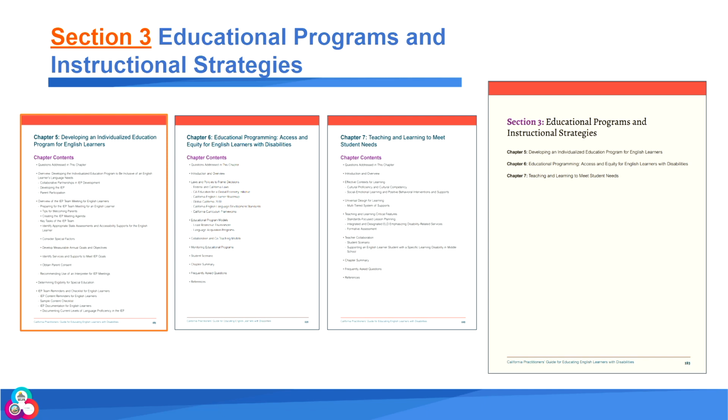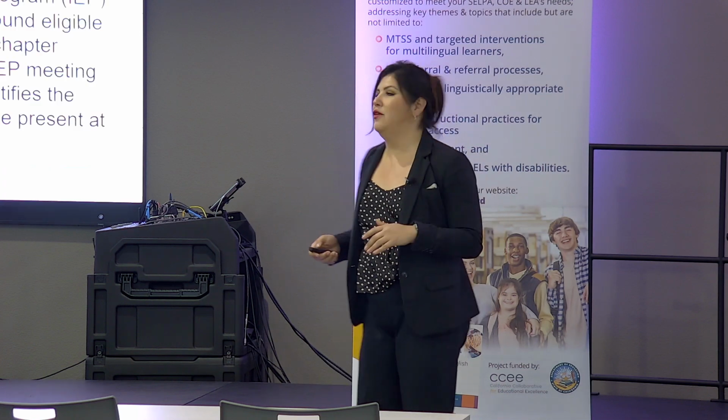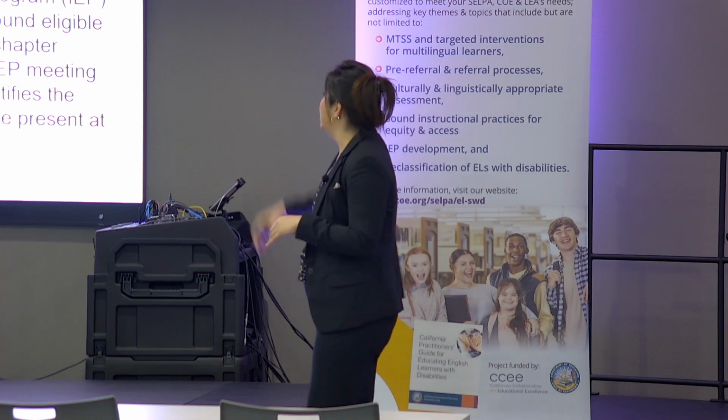So I'm starting off with all things Chapter 5, developing the IEP for English learners. Again, specific considerations for students who have met eligibility criteria in one of the 13 distinct disability categories and who are also English learners. That is the focus for Chapter 5. Later on in the day, we're going to cover Chapter 6 and Chapter 7. But right now, we're looking at the development of the individualized education program. Let's set that up so that we can focus on the specifics of Chapter 5.